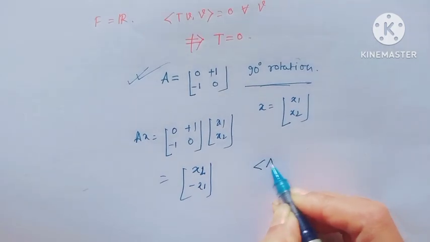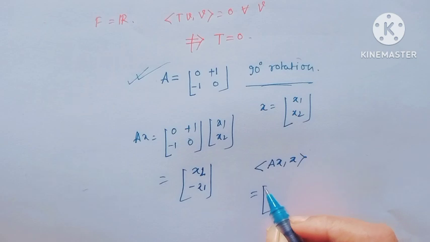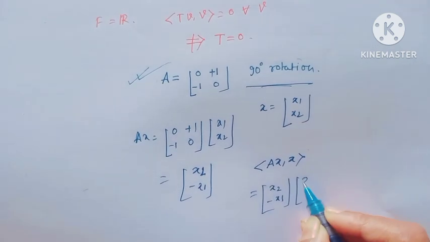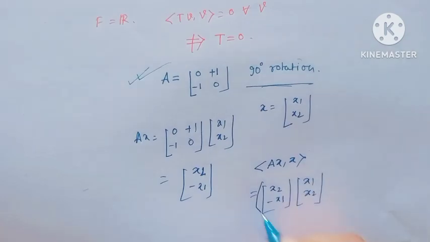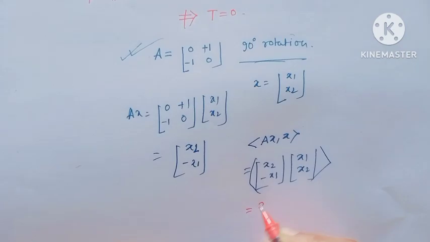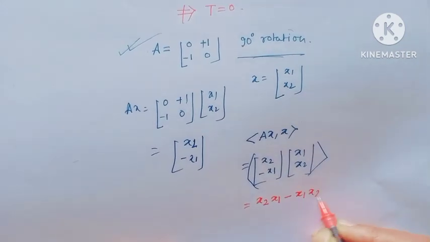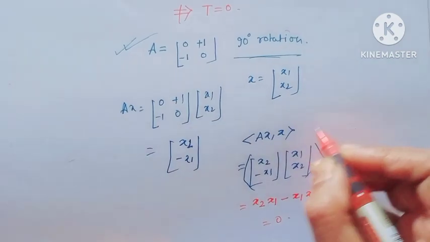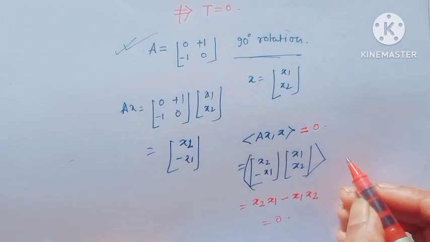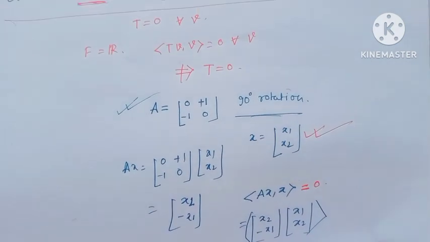And the inner product of Ax with x, this value is equal to the inner product of (x2 minus x1, x1 x2) with x, which equals x2 x1 minus x1 x2, which is equal to 0. Here I have got the inner product of Ax with x equal to 0. But notice here the vector is a non-zero vector.